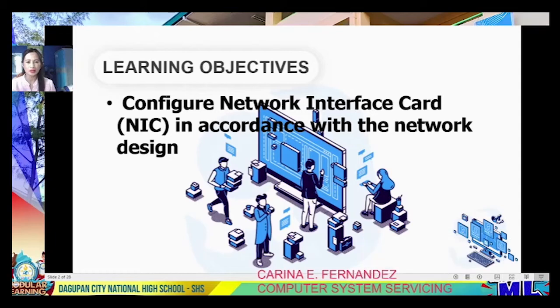Upon the completion of the lesson, the learners will be able to configure Network Interface Card or NIC in accordance with network design. In this lesson, let's discuss what are the various networking devices available. The different networking devices are such as a switch, router, hub, bridge, and etc.